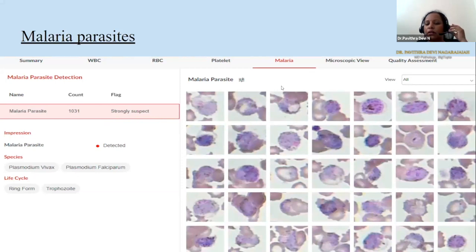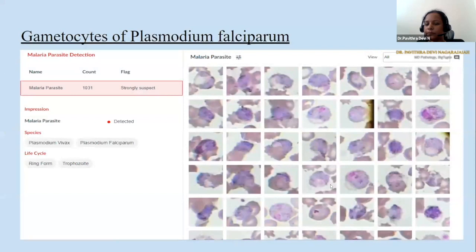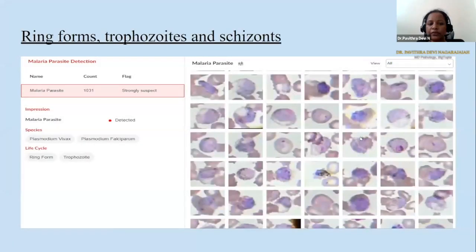As you all can see, there are many malaria parasites in different stages of their life cycle, with many amoeboid trophozoites, some schizonts, and ring forms. Here again, you can see some trophozoites, schizonts and ring forms, and the gametocytes of falciparum are also seen. Here are more pictures of the same, the compact trophozoites.